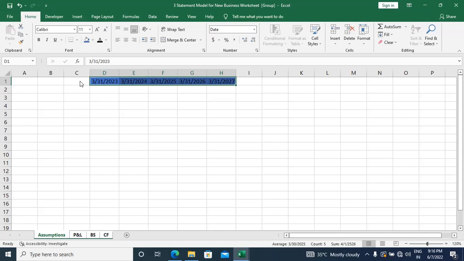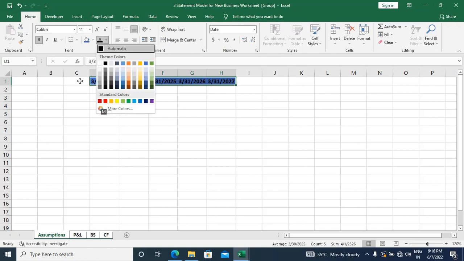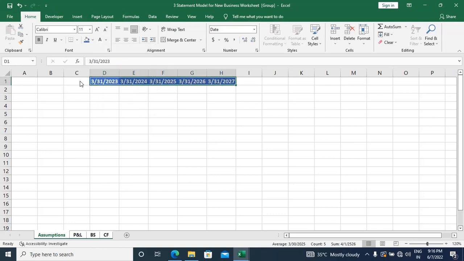I'm making it bold, Control B. Again Alt H, font color, FC. I'm selecting the white color here and pressing enter. So now all those edits have been made to all these Excel sheets: P&L, balance sheet, cash flows, assumption sheet, everything has been done.